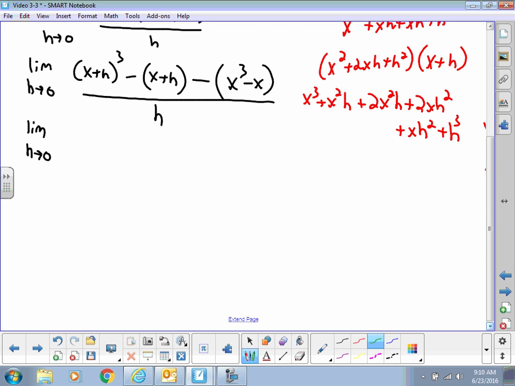And if we combine our like terms for that, that's going to give us x cubed plus 3x squared h plus 3x h squared plus h cubed. Okay, that's just that first cube that we did out. We've got to distribute the negative, so we'll have minus x minus h. We'll distribute our other negatives, so we'll have minus x cubed plus x. And this will all be over h.